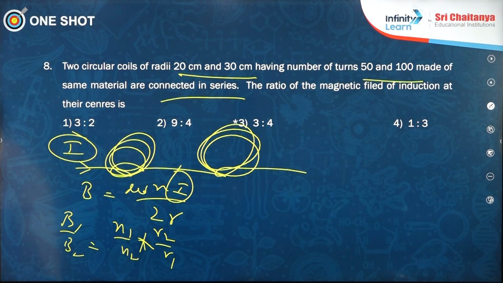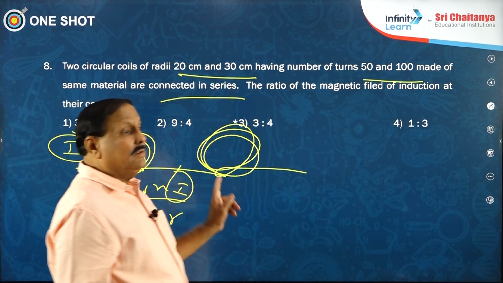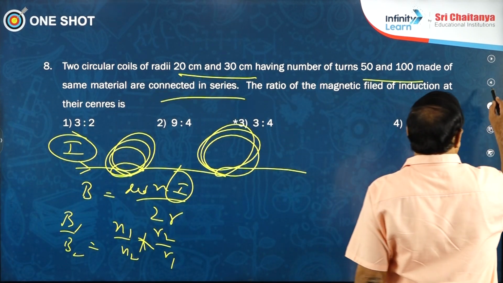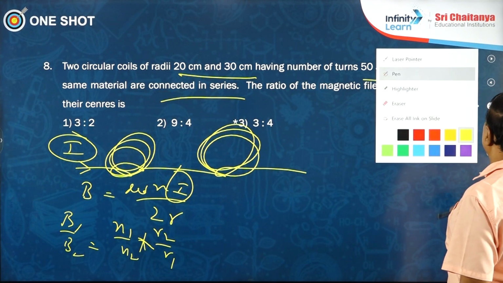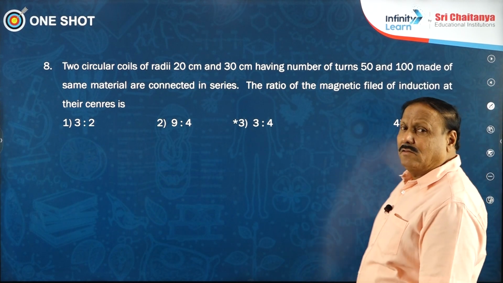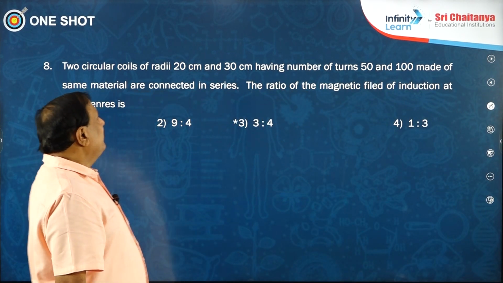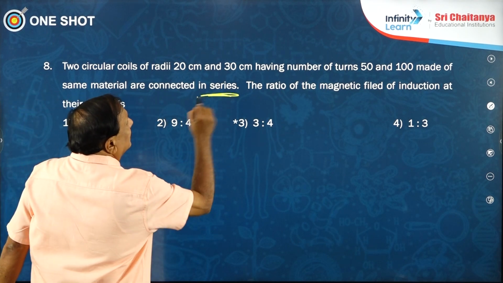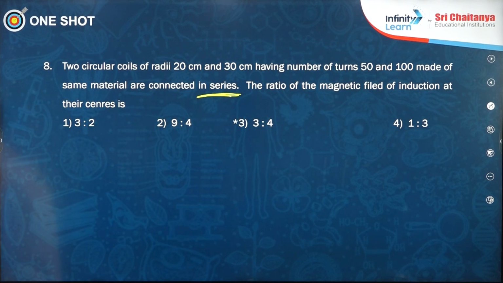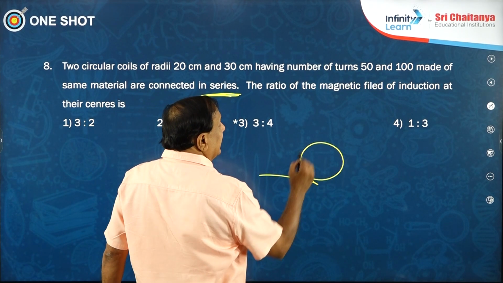I think you will get this answer. No problem in getting the answer for this. Number of turns are given, radii are given, you can calculate. But why I am telling this is important: in the same way, suppose they give that the coils are in parallel. The same question will be given, but instead of series, they will say parallel. So, two coils are connected in parallel.